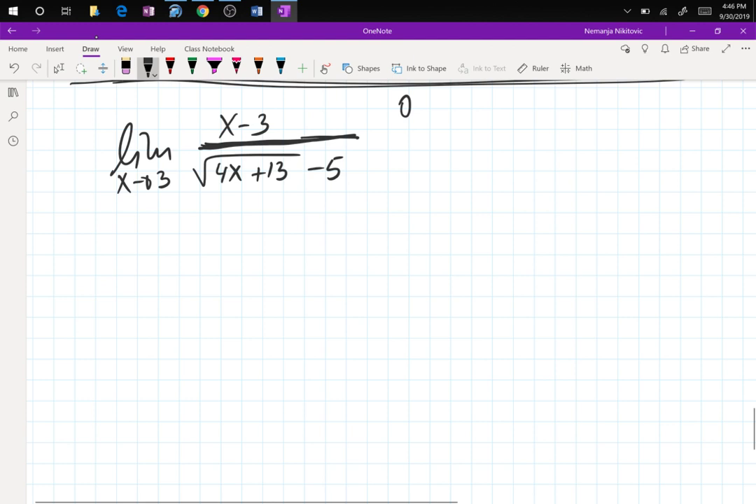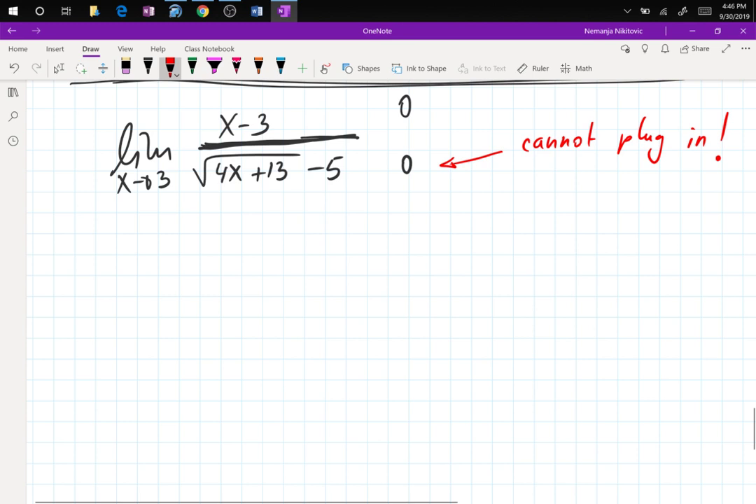When I plug in 3, I get 12 plus 13 is 25. I get 0 over 0. Right? So this problem is one of the evil problems, because we have 0 in the denominator. We cannot solve it by plugging in. So let me just point the arrow right here and say cannot plug in. All right, so now we have to go to our bank of algebra tricks and pick an algebra trick that would solve this problem.